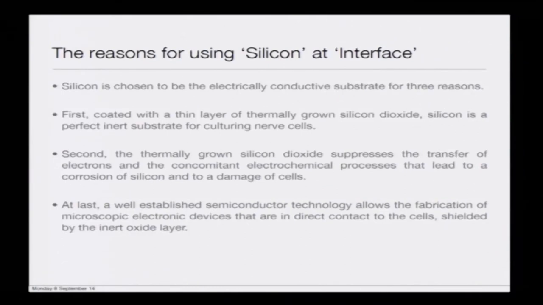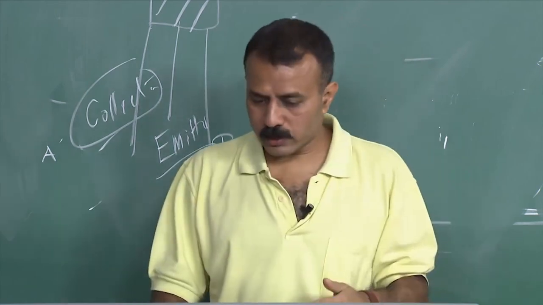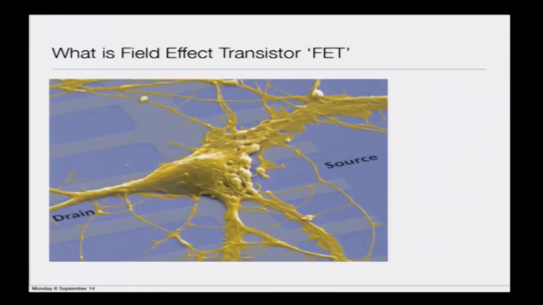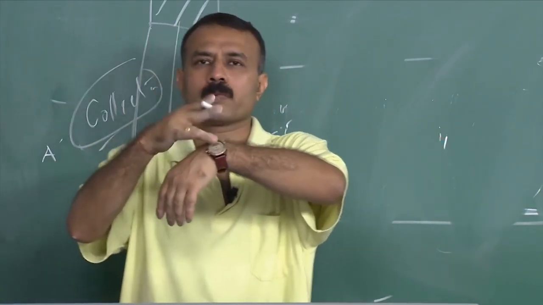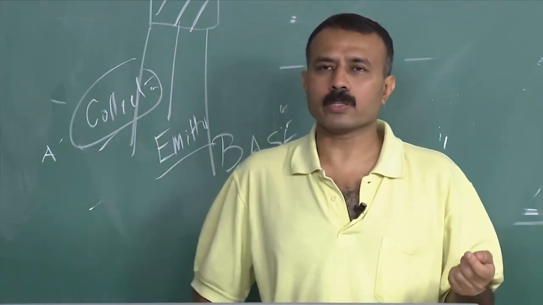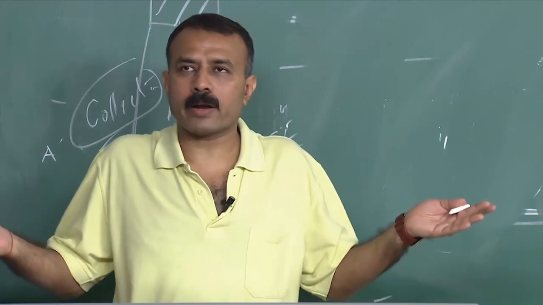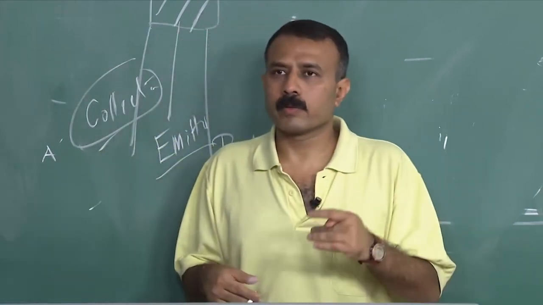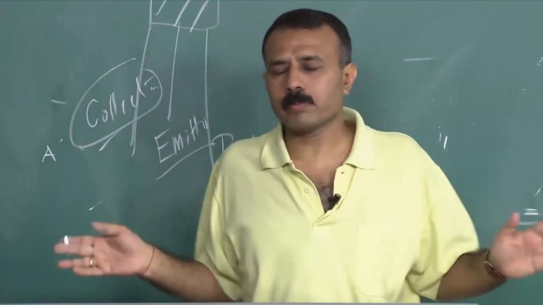Second, a thermally grown silicon dioxide suppresses the transfer of electron and the concomitant electrochemical process. So, this essentially means that if you see this picture, when you are growing something like this, you have to ensure that there is no leaching taking place, because you are on top of a semiconductor device. There is a lot of water, because whenever we talk about electronic devices, they always say do not go to water. You have your cell phone, all of you carry a cell phone, and you are told not to take it near water, because the water will percolate. There will be a short circuit and anything could happen.